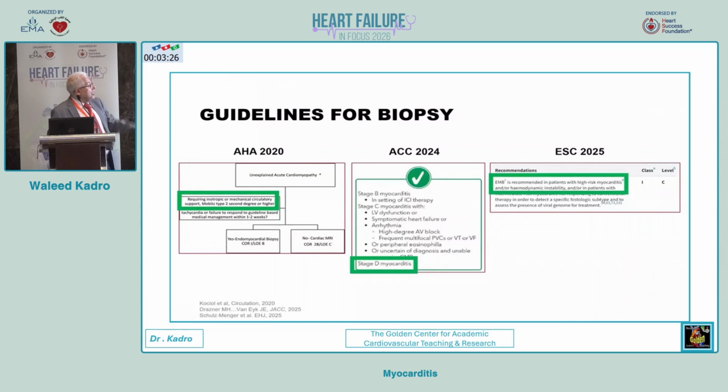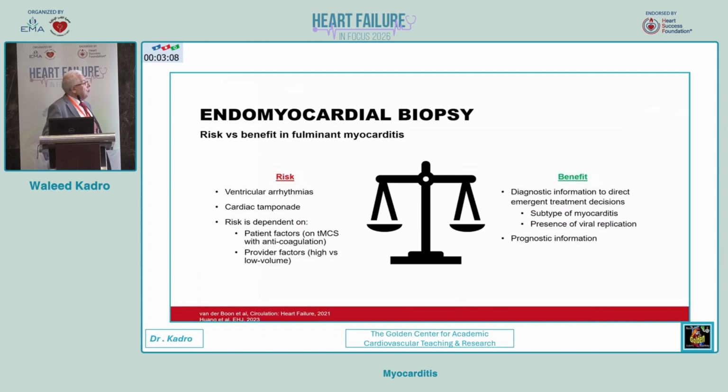The recommendation is to get it only when the patient is unstable or in stage D myocarditis, with heart failure or requiring mechanical support. The recommendation for unstable patients comes from the European Society of Cardiology. However, even with that, only 30 to 40% of patients with fulminant myocarditis get the biopsy.